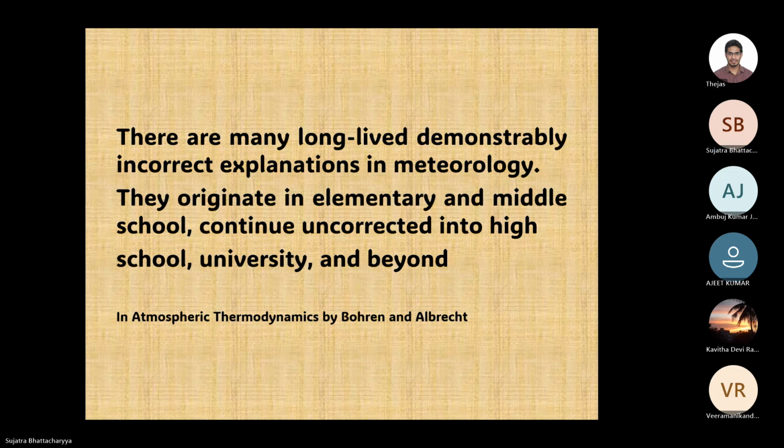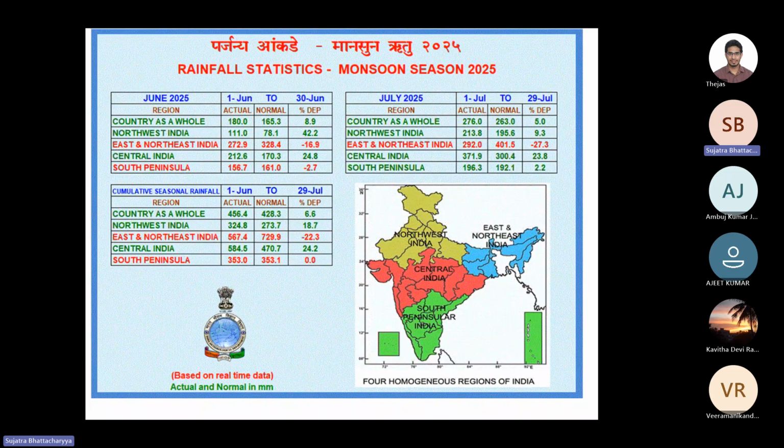Okay. Now let's come back to this week. We have come to the end of July. Half the monsoon is over, and the cumulative rainfall is 6.6% above normal. July is now 5% above normal. They started very high, at 5%.